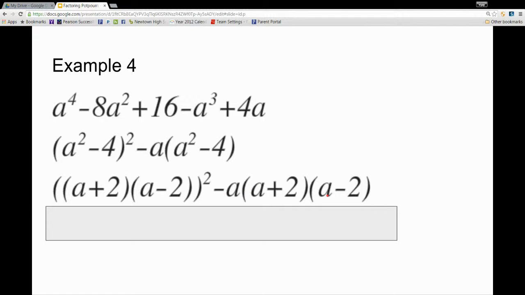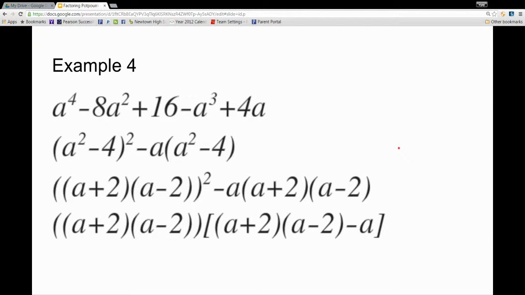Now if we want to simplify it more, which we need to do, we can take out these values of a plus 2 and a minus 2. Let's just factor out one of those. And when you do that, you factor out the a plus 2 and a minus 2, you're left with the a plus 2 and a minus 2 minus a. And that's your final answer.